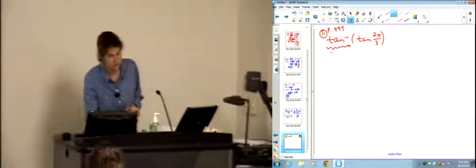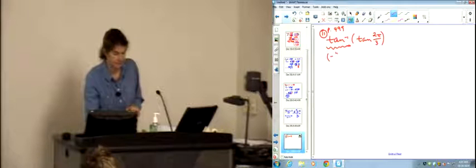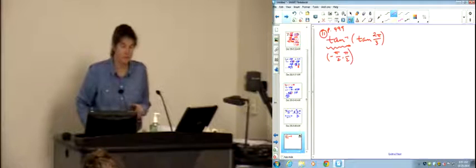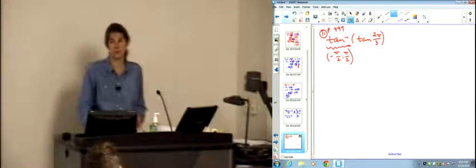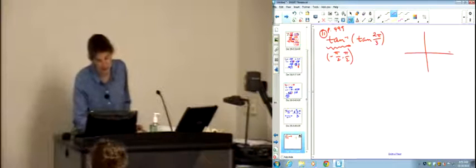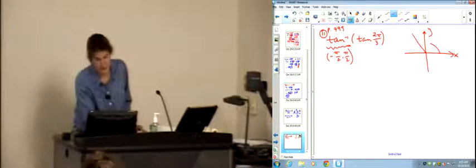What are the parameters set forth for the inverse tangent? Negative pi halves to positive pi halves is correct. So does 2 pi thirds fall within that interval? No, it doesn't. It's a little bit too big. So 2 pi thirds is maybe here.